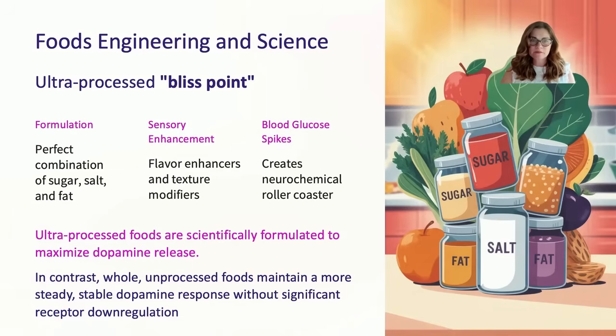The formulation of ultra-processed foods is scientifically designed to maximize this dopamine response, creating supernormal stimuli that are far more intense than anything we encounter in nature or from regular food. So all this creates a powerful feedback loop, making people reach for more ultra-processed foods even when they're not hungry. And over time, the brain becomes less sensitive to natural rewards, which may reduce interest in healthier food options. This imbalance between overstimulation from processed foods and under-response from natural foods can make healthy eating feel less satisfying. In contrast, whole, unprocessed foods maintain a more steady, stable dopamine response without significant effect on the dopamine receptors.